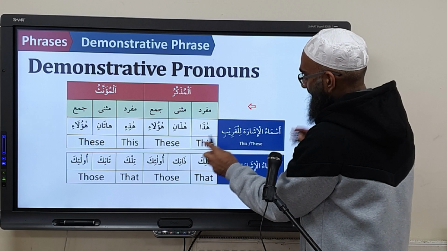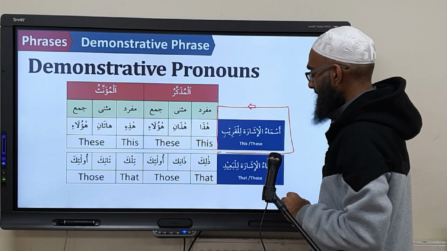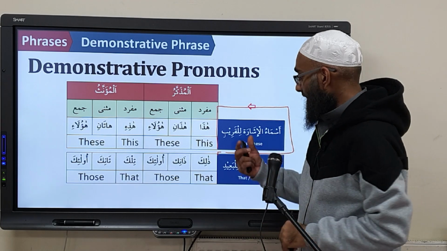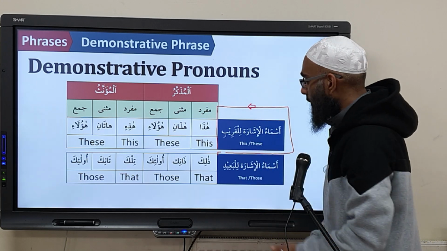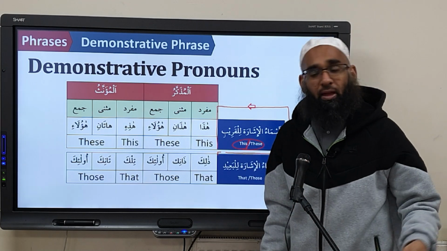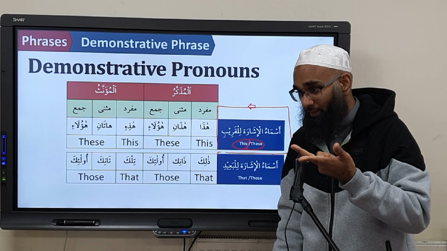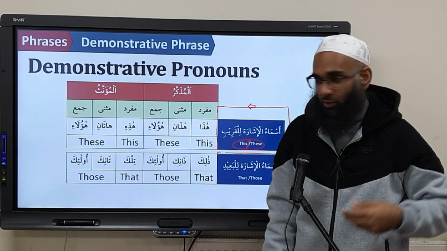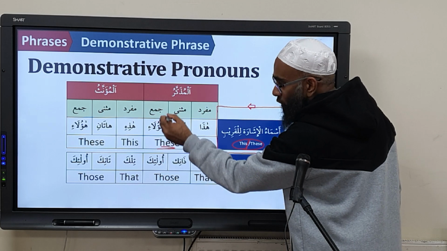Look at the table. Let's look on the right hand side here. Look at these first. So we have Asma'ul Ishara, demonstrative pronouns. Lil Qareeb. What does Qareeb mean? Close. So when you're pointing towards something which is close, you say this for singular, these for plural, but then in Arabic you have to add in what? Dual. So this, dual, and these, plural. And you have to double those 3 by 2 because masculine and feminine. So this is English, singular, plural. But it's split into 2 because of what?